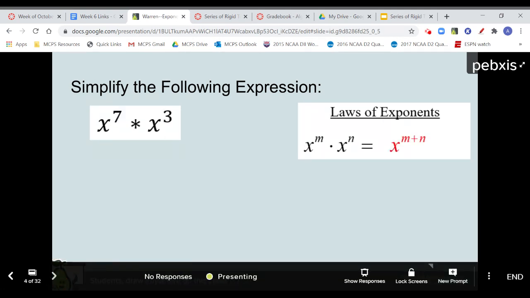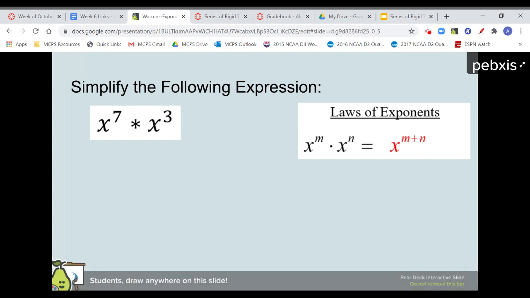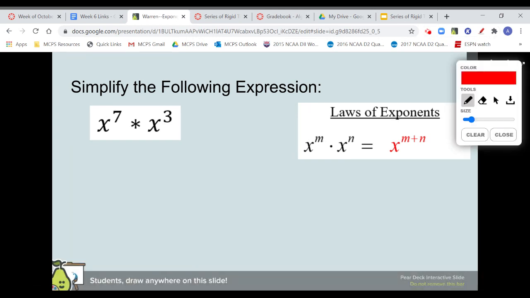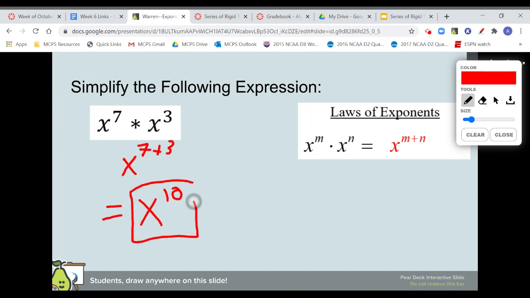Now that we know that law, we're going to do another practice. So here we have x to the 7 times x to the 3. In order to solve this, I know I'm going to have x and then the sum of 7 plus 3. So I'm adding those two together, and this is going to come out to equal x to the 10. So I have a total of 10 x's multiplied times each other.